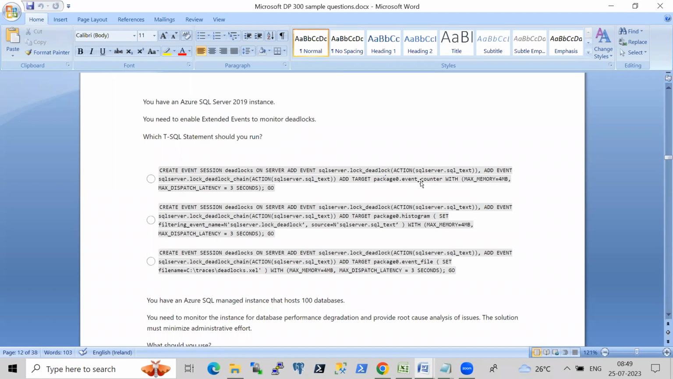Event counter is also not the right storage option. The right answer is event file. So you are storing that deadlock information into a file. This is the right option.